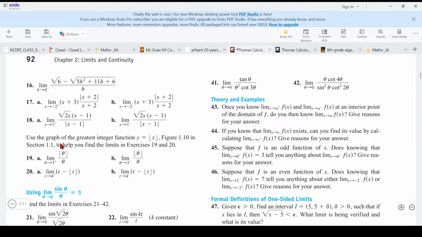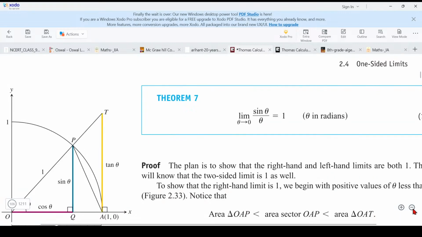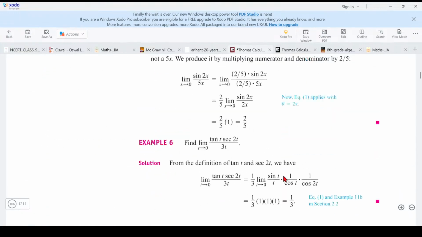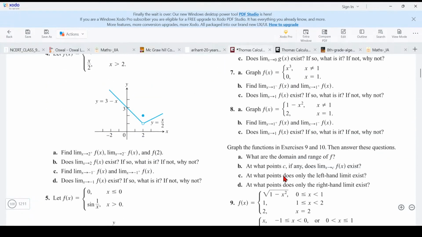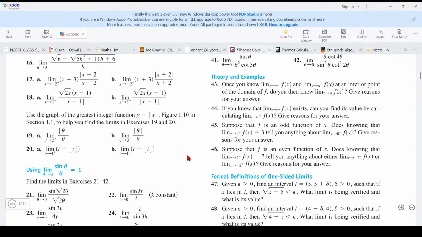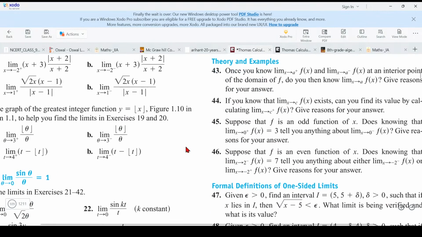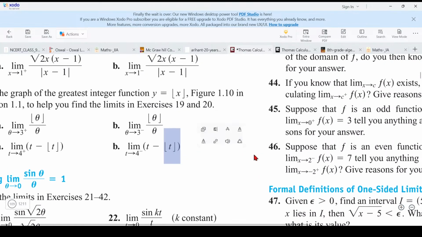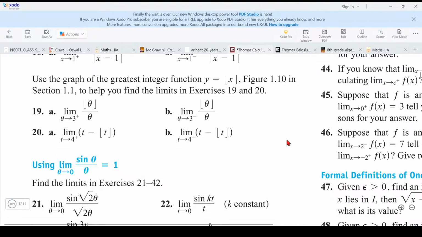Now tell me this one, what happens to this one? Is it 3 minus or 3 plus? This is 3 plus. Can you see? Yes, sir, 3 plus. Okay, 3 plus, what will happen? What is this one?